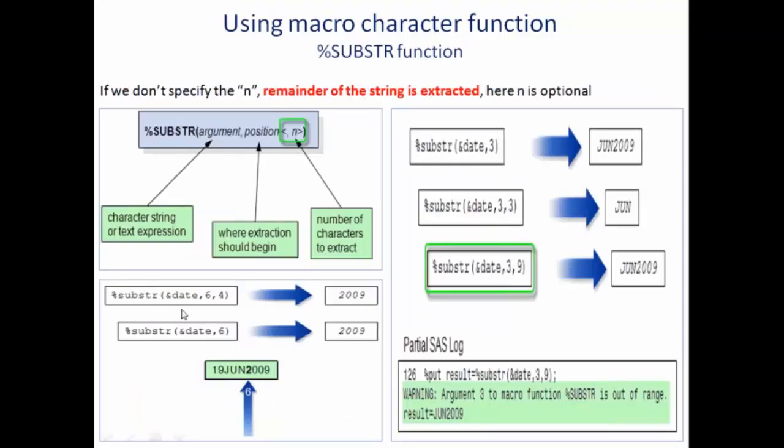Suppose the date is 19th June 2009, and when we supply the substring function with the starting position at 6th and 4 more positions, it will give us a result like this. I am explaining substring because we are going to use substring in some of the functions. Clear? It's almost the same thing as base SAS, but with the percent sign.